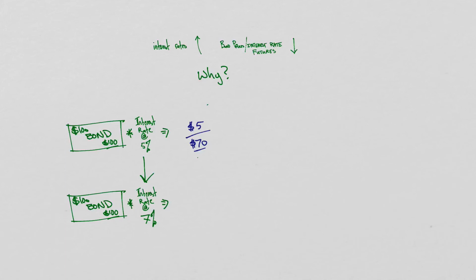So this is why in the real world you see this relationship between interest rates and bond prices, as well as the prices of interest rate contracts, interest rate futures. As interest rates go up, these two things fall in value, but vice versa, as interest rates fall, these two things rise in value. It's an inverse relationship, and this is why.